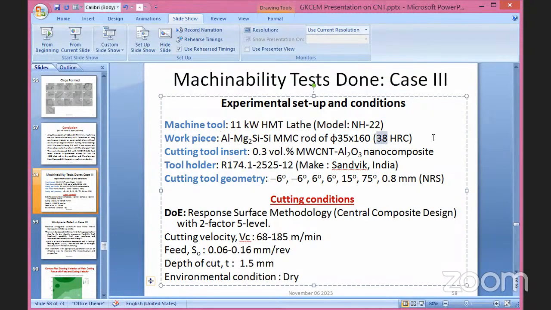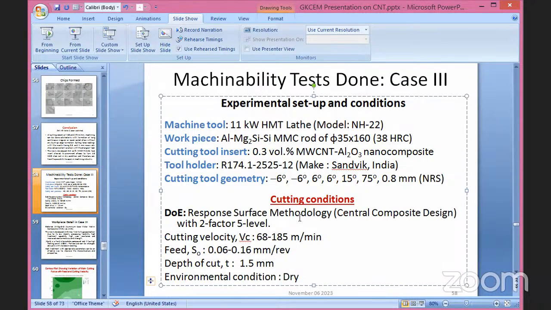Hardness is somewhat high, and as it is a new material, we have tried the machinability study on this new material with this new cutting tool. We have also tried with different other cutting tools. Today I am not showing all those results, but this CNT nanocomposite cutting tool is used to machine this newly developed aluminium based metal matrix composite.